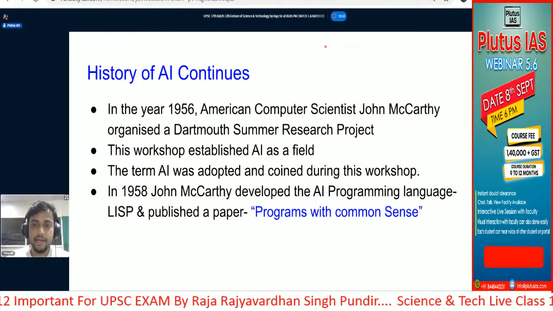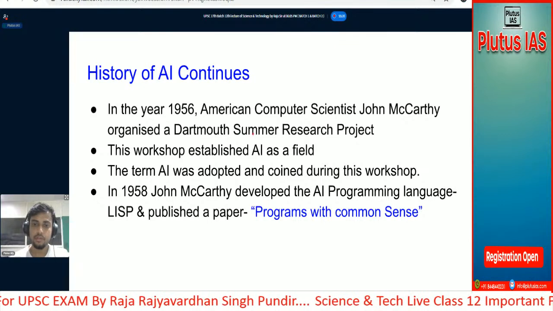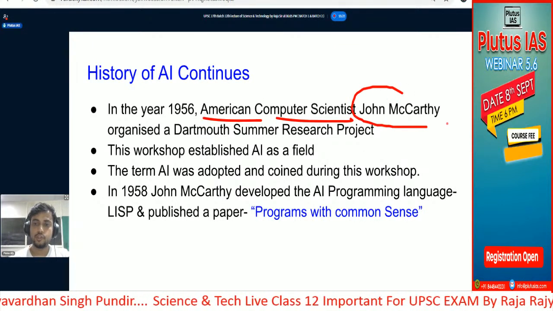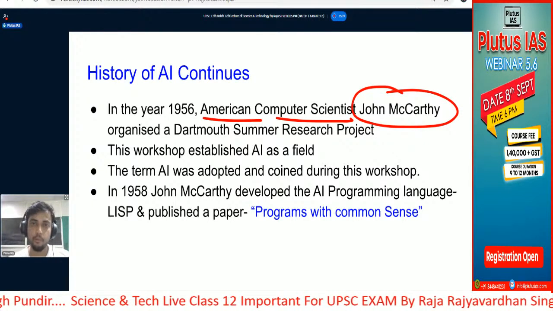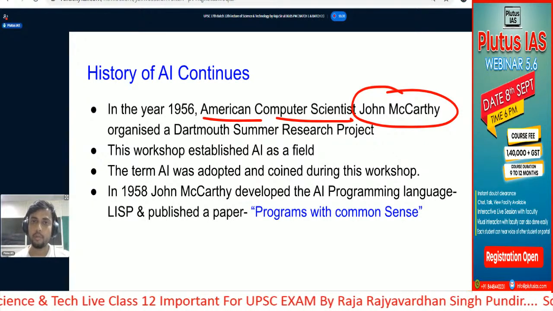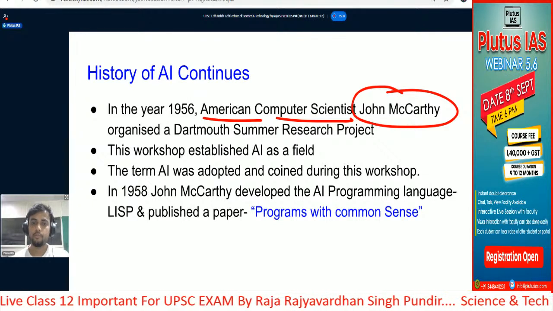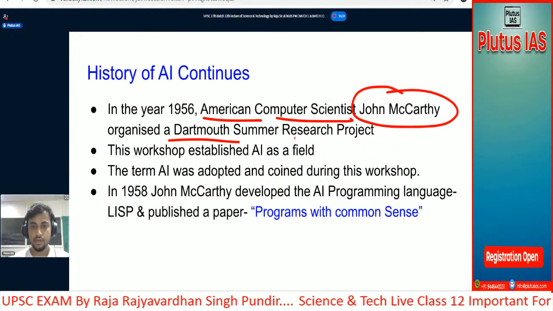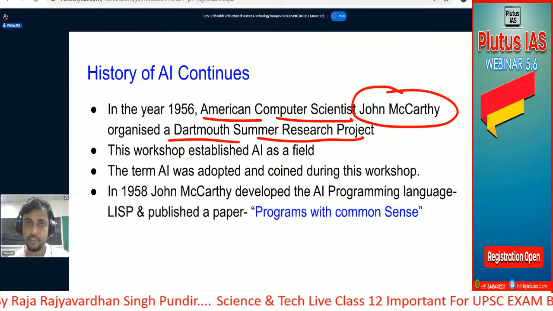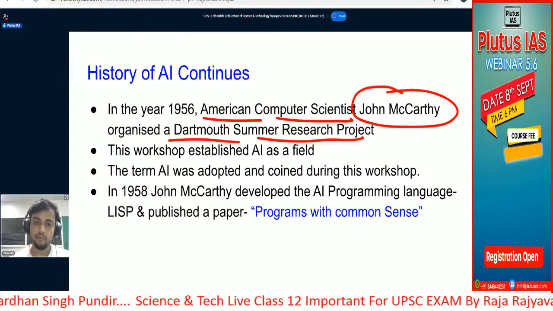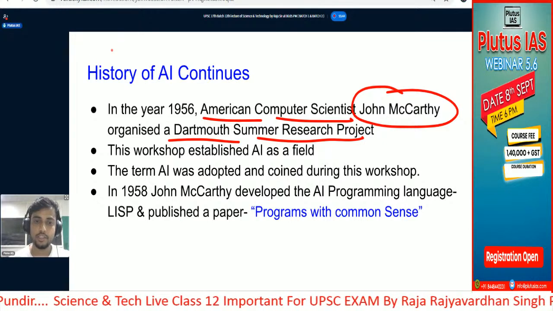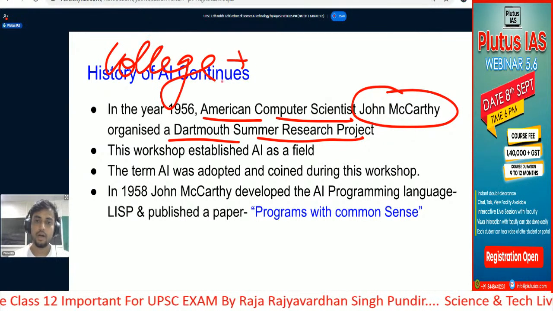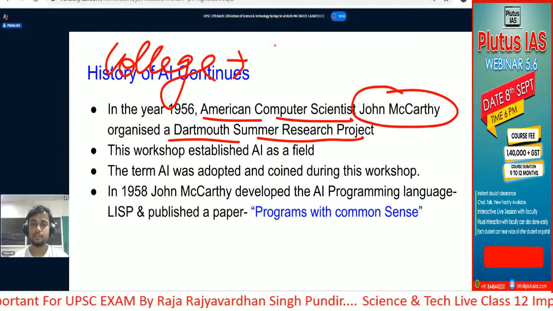Now, in the year 1956, there was an American computer scientist by the name of John McCarthy. This name is also important. Alan Turing is important, and John McCarthy is also important. He organized a summer research project on artificial intelligence at Dartmouth College, which is in New Hampshire.